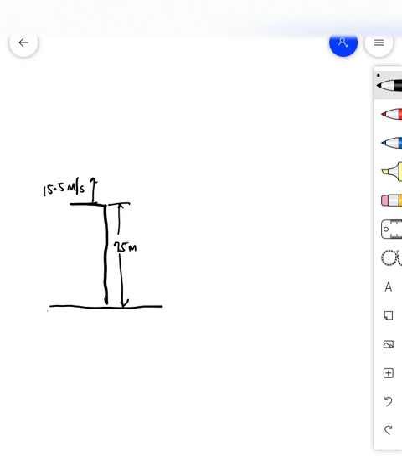Now, what this means is we're supposed to calculate the total time of flight. That's the time it takes to go from the edge of the cliff to the maximum height, where the velocity will be equal to 0, and then all the way down to the bottom of the cliff. I'm going to represent this as T1 and this as T2. So to calculate T1, we use this formula.